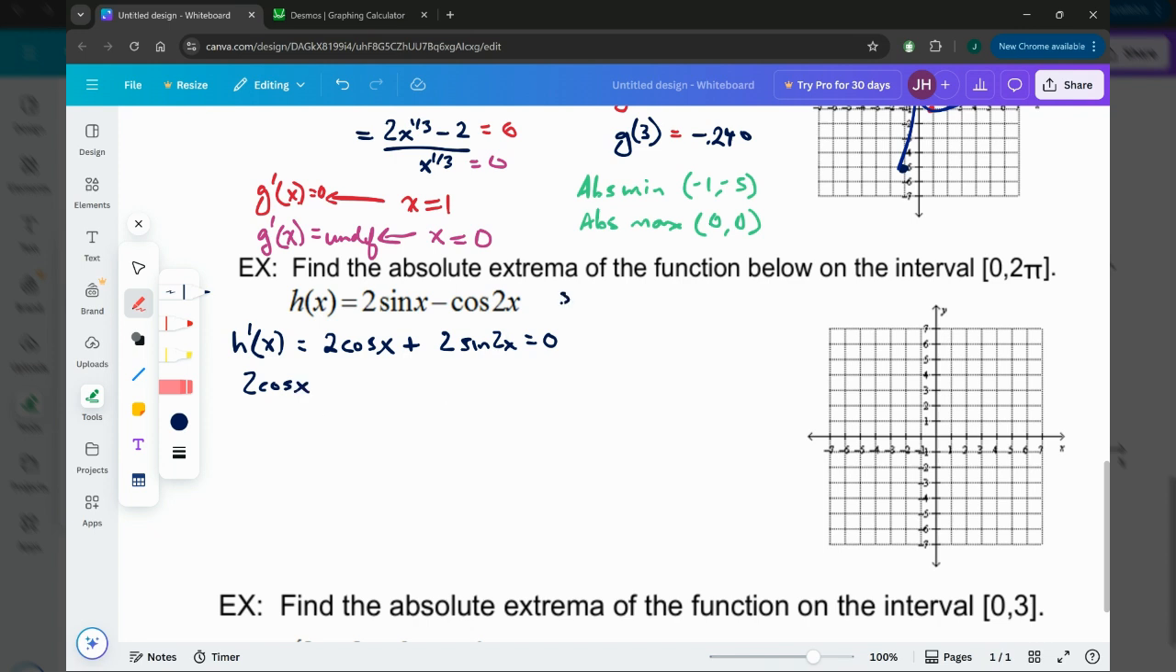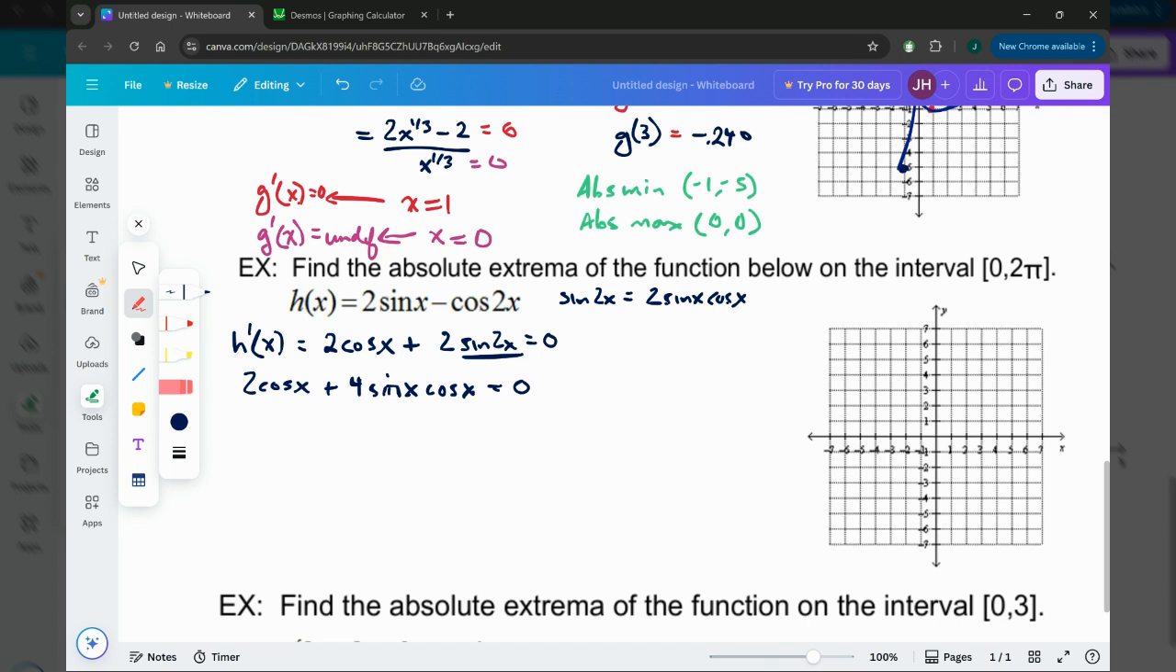Sine of 2x, that's a double angle formula. That's 2 sine of x cosine of x. So I'm going to plug that in right here, and I'm going to get plus 4 sine of x cosine of x. And I got to set that equal to 0.